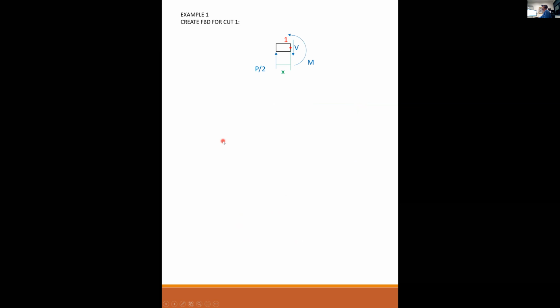So free body diagram for cut number one. My end reaction is P over 2. There is no load on this section. Here's positive shear, positive moment. And I solve for my shear. Shear is equal to P over 2. I solve for the moment. The moment is P over 2 times x. And this is valid between x equal to 0 and L over 2.